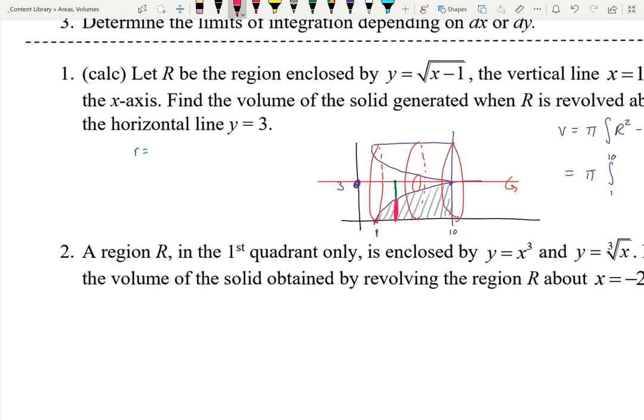That is the square root of x minus 1. The green line that actually constitutes my radius is the difference between 3 and the function. So when we're in the plane, whenever you have a length that is bounded above by one function and below by the other, that length is found by subtracting top minus bottom. So that makes my inner radius 3 minus the square root of x minus 1. So that's my inner radius.